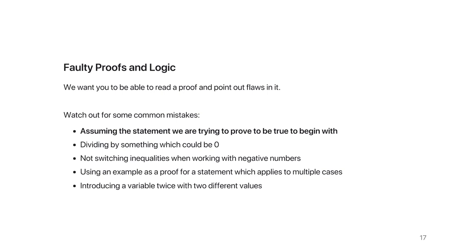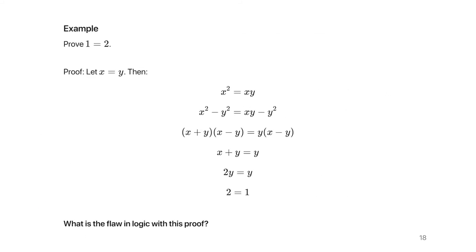Some common mistakes we'll often see: the first one is assuming that the statement we're trying to prove holds true to begin with. A very common one is dividing by something which could possibly be zero, which you can never do, so that doesn't hold. Others are not switching inequalities, and using a variable in multiple cases to mean different things when it's the same variable. Another one is confusing contrapositive with converse. We'll look at an example of that in just a second.